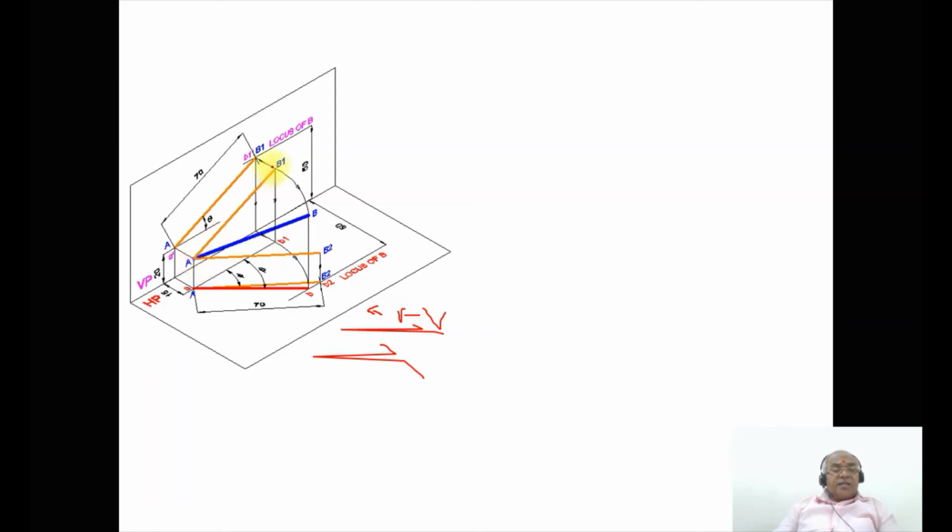So with A as center, taking the radius of AB1 as it is rotated, what happens to the image on the XY line, or from the HP? Naturally that image is also rotated. Till what extent will it be rotated? Till B cuts the locus of B in the top view. Once you get this position, you join. So this is the actual line which is in space, and all other lines are the images.